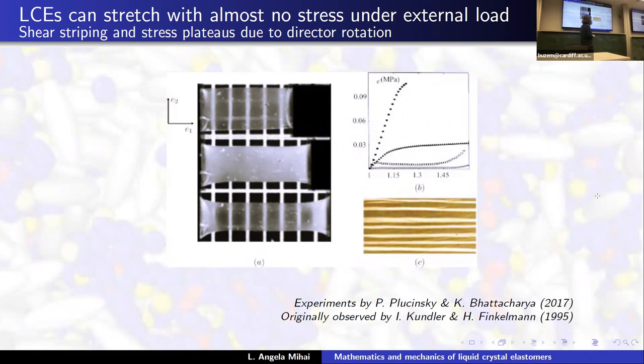And the plot here shows you the stress. When you initially stretch the material, there is a bit of stress, but during this period when the shear striping forms, there is no stress. So it's stress zero, or almost zero. This is why it's also called a softening phenomenon. There is a specific pattern that forms only in liquid crystal elastomers.